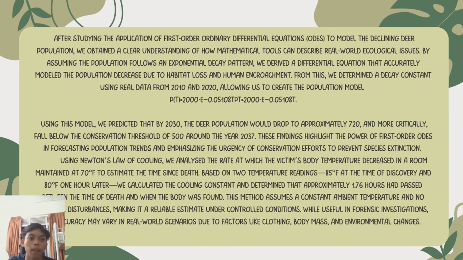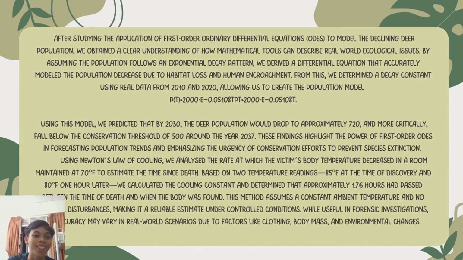Discussion and conclusion. Okay. After studying the application of first order ordinary differential equations (ODEs) to model the declining deer population, we obtain a clear understanding of how mathematical tools can describe real-world ecological issues. By assuming the population follows an exponential decay pattern, we derive a differential equation that accurately models the population decrease due to habitat loss and human encroachment. From this, we determine a decay constant using real data from 2010 and 2020, allowing us to create the population model P(t) equals 2000 times e to the power of negative 0.05108 t. P(0) equals 2000.